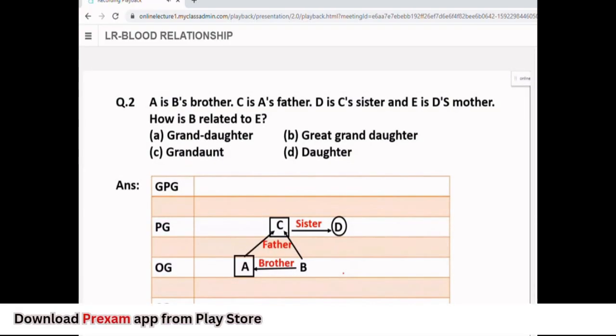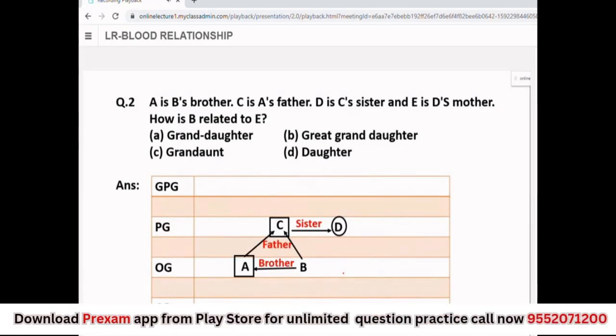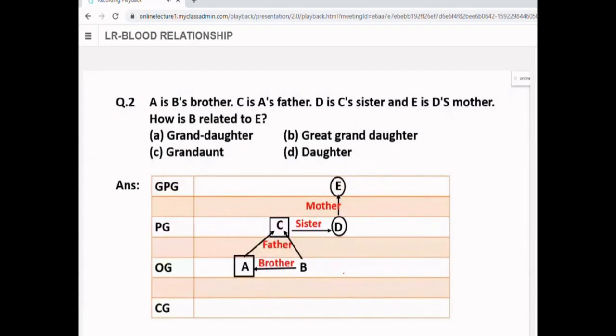Now, E is D's mother. If E is D's mother, what is the relation between C and D? C's sister is D, so C and D are siblings. So automatically, even C's mother is E. Okay. The question is giving you D's mother. If D's mother is E, and C's sister is D, they are siblings, and therefore C's relation with E is mother. E is mother of C also, or C is the son of E.